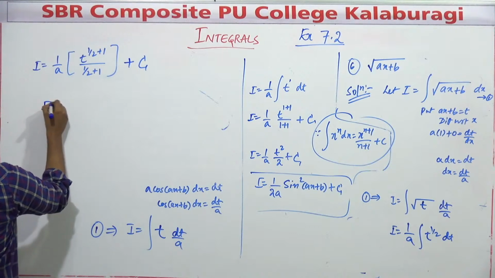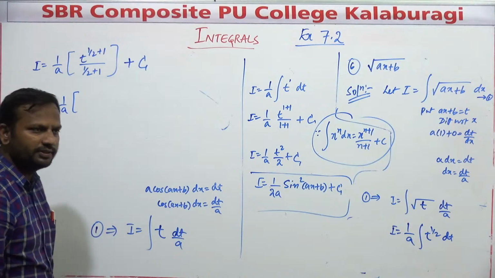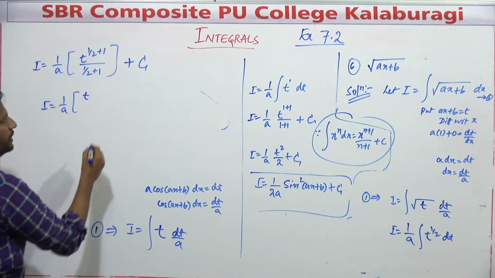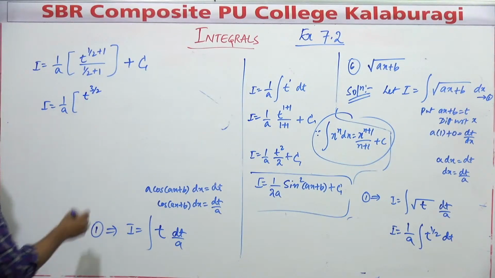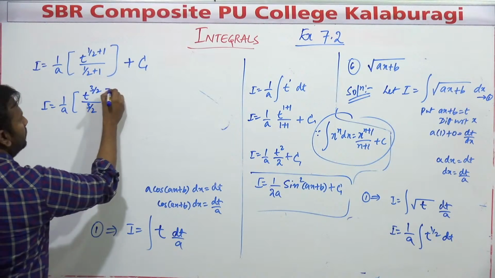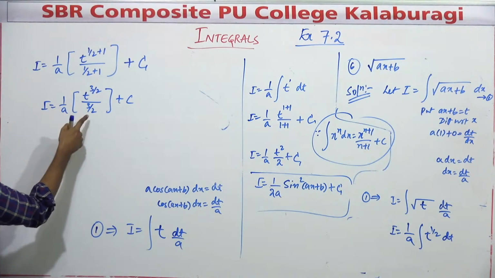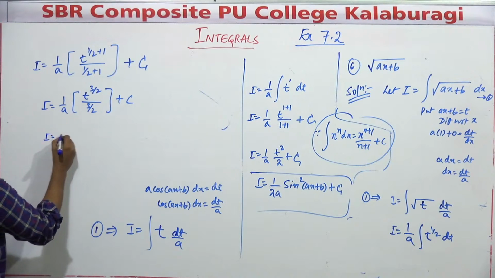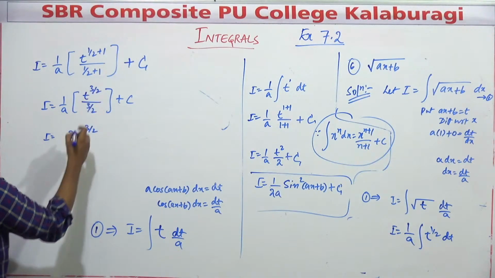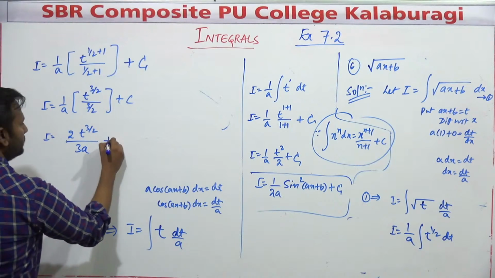Further, you simplify this one here, 1 by a. So now you know these types of forms, you have already done them in the first exercise. Write down the things directly here. So t to the power half plus 1 is how much here? 1.5 means 3 by 2. Yes or no? Half plus 1 is 1.5. 1.5 means 3 by 2 plus c. Further you simplify. It flips here. This 2 goes to the numerator. What happens? 2 times t to the power 3 by 2 divided by a into 3, which is 3a. Yes or no? Plus c.